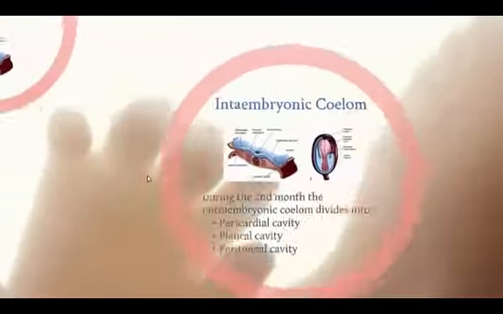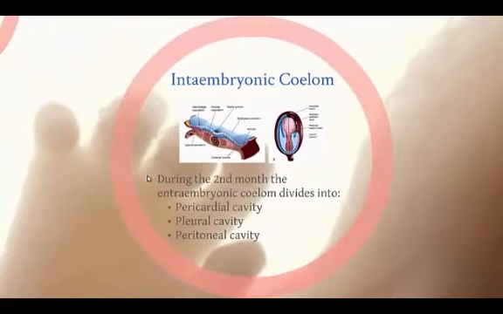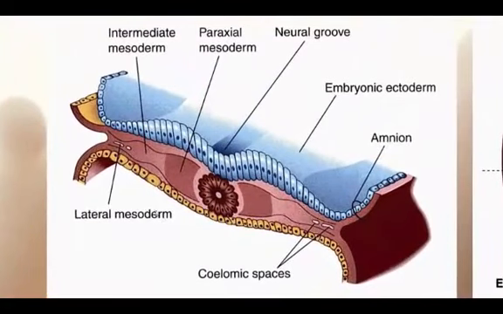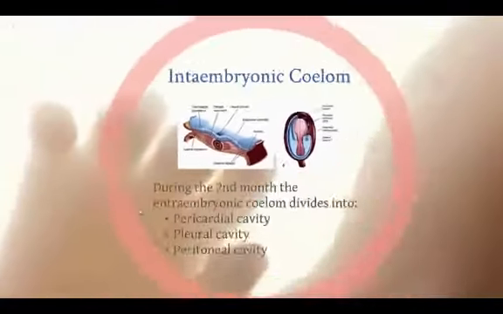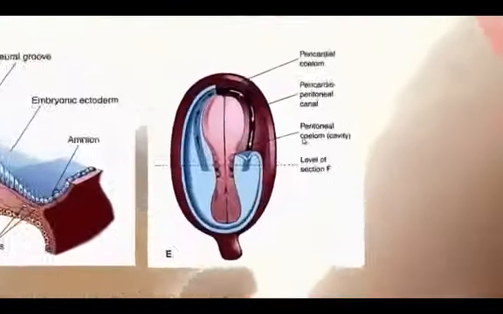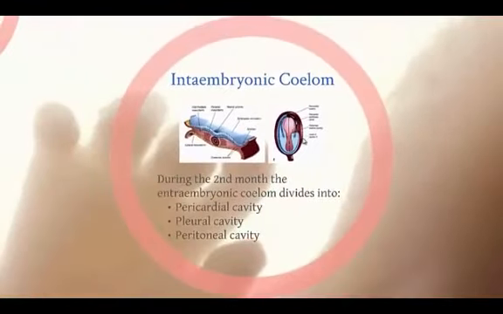Now to the intraembryonic coelom. The intraembryonic coelom is similar to the extraembryonic coelom, but the spaces here develop in the lateral mesoderm only. So, the intraembryonic coelom is formed of isolated spaces that appear in the lateral mesoderm. These spaces soon unite to form a single horseshoe-shaped cavity, just like the one we see here. During the second month, the intraembryonic coelom divides into the pericardial cavity, pleural cavity, and peritoneal cavity.